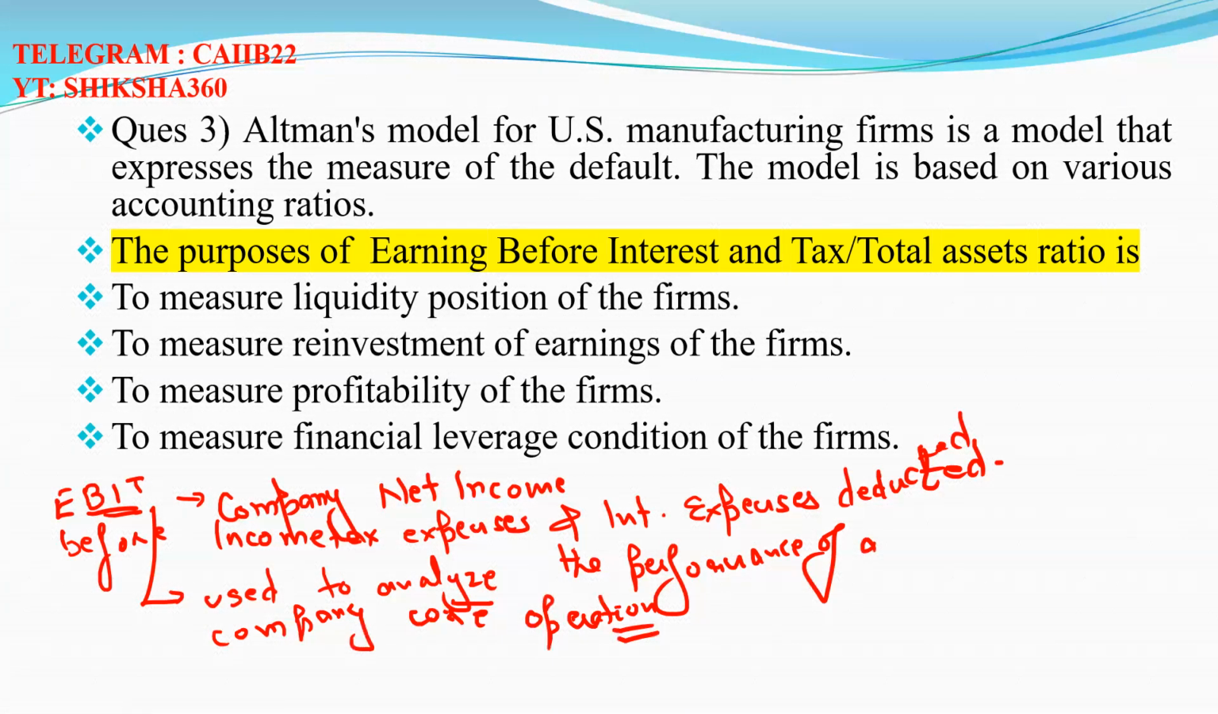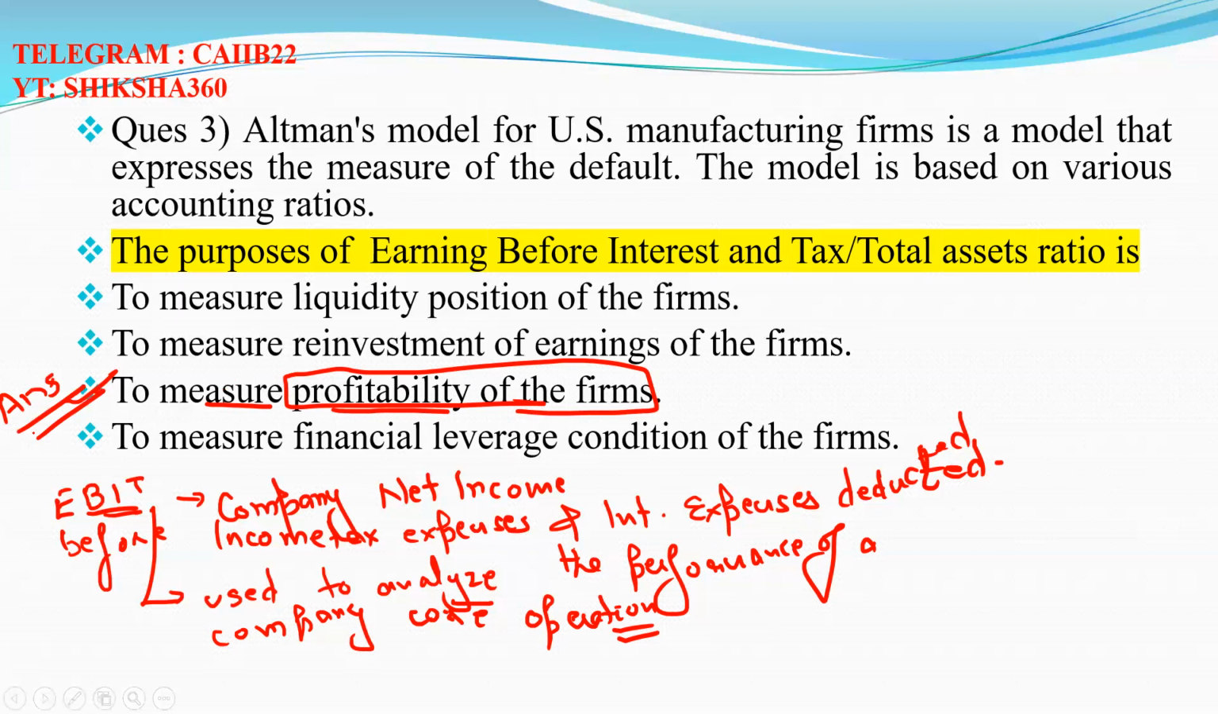So what is the answer here? Please tell fast. What is the purpose of the earning before interest and tax upon the total asset ratio? Basically it tells the profitability of the firm, to measure the profitability of the firm. So this one is the answer here.